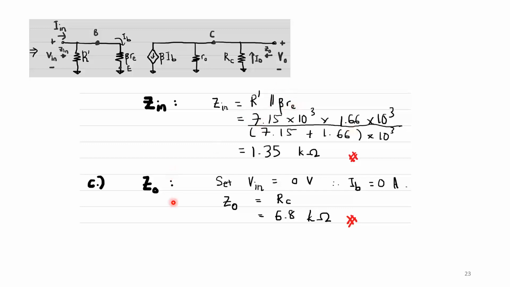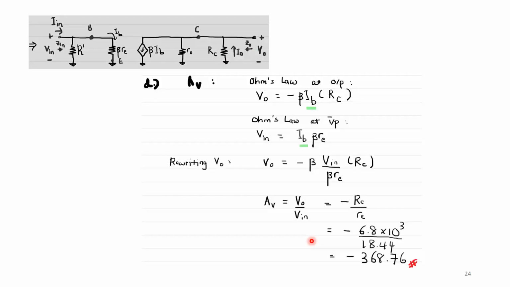Okay, and to find Z out, as we know, the procedure for a two-port network says set Vin equal to 0. When Vin equals 0, IB is going to be equal to 0, because when we do Ohm's law across here, Vin and beta Re are in parallel, and beta Re is not 0, so it's IB that has to be 0. So if IB is 0, this dependent current source on the output side is also going to be 0, and since we have been directed to treat R out as an open circuit, all that Z out sees is RC, and RC is 6.8 kilo ohms.